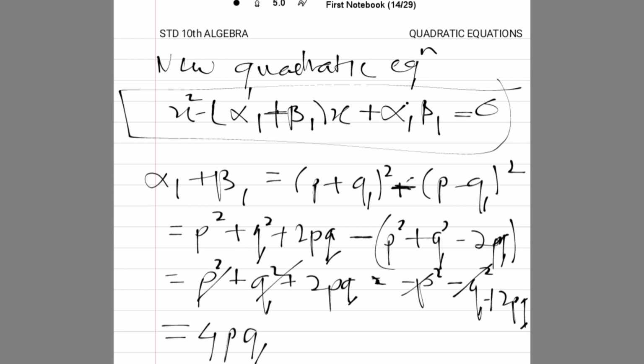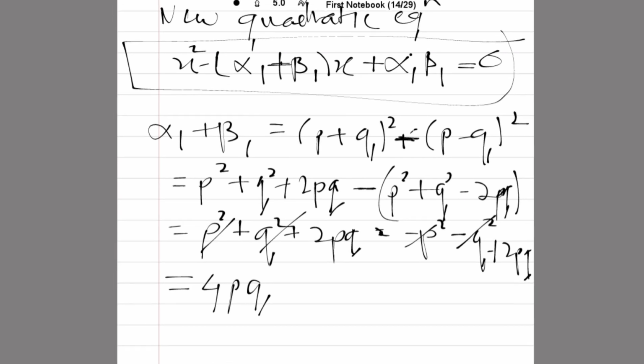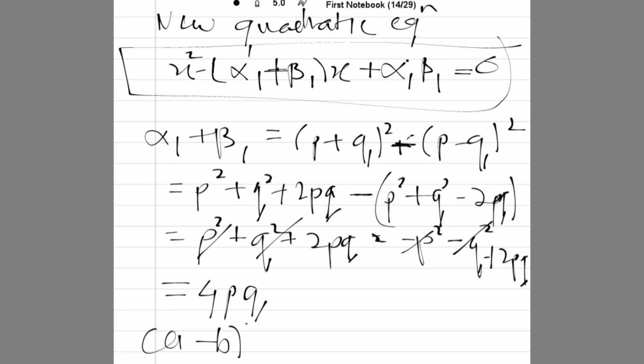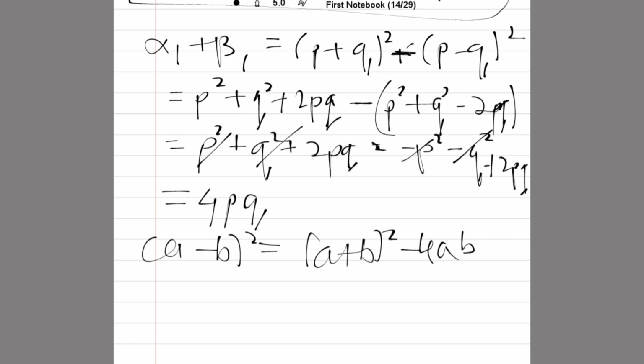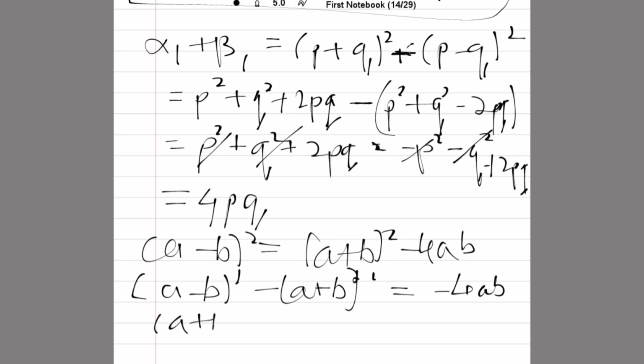The p square and q square will get cancelled, and 2pq and 2pq will get added, so we get 4pq. Now I will just give you a simple hint here: we know that (a minus b) whole square is equal to (a plus b) whole square minus 4ab, right? From that, can we not say that (a minus b) whole square minus (a plus b) whole square is equal to minus 4ab. Now if you rearrange it, we get (a plus b) whole square minus (a minus b) whole square is equal to 4ab, right?